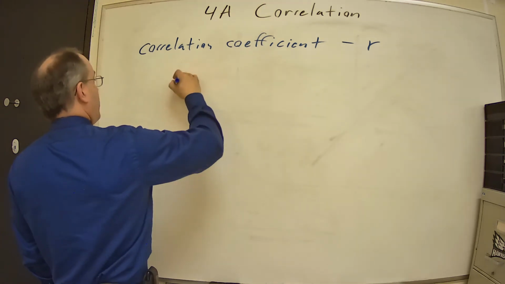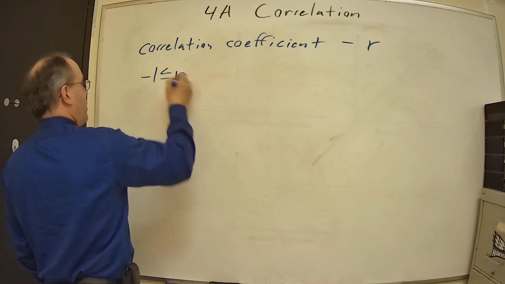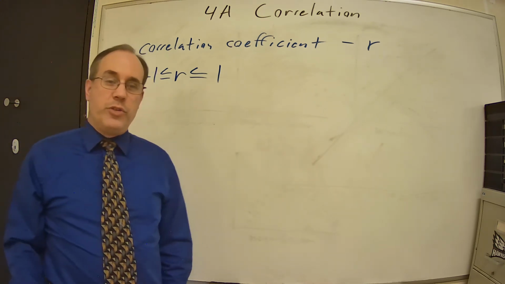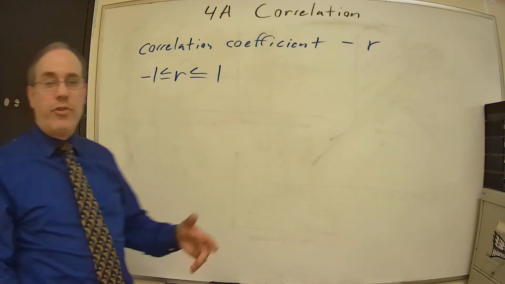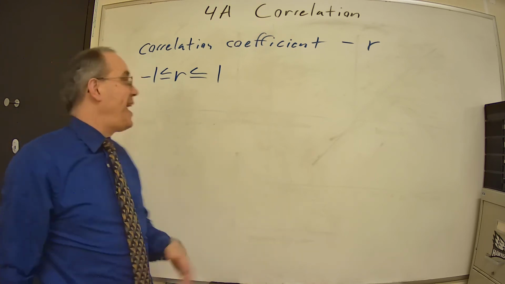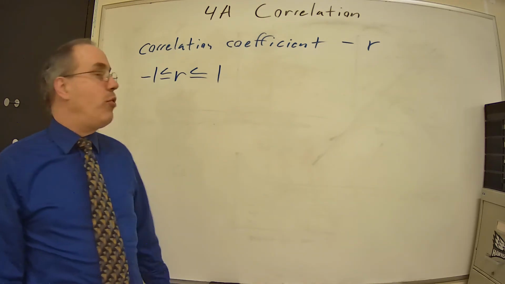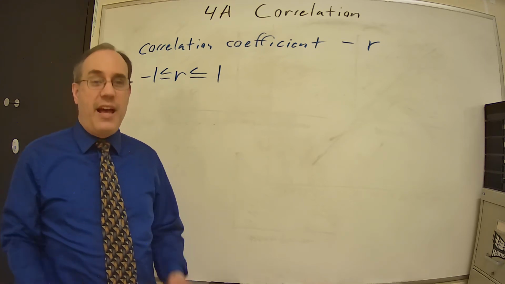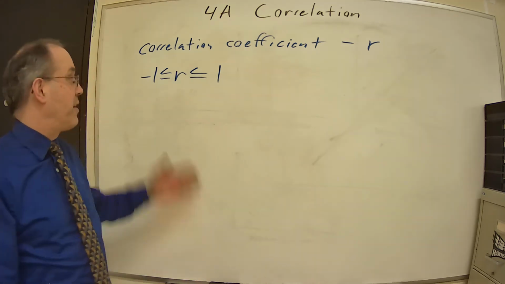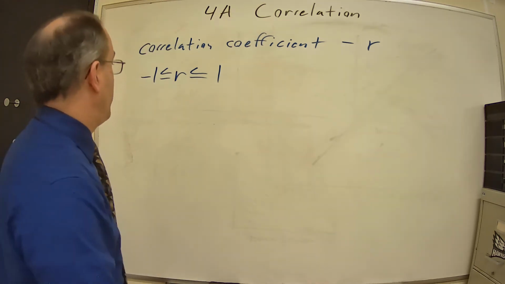Now, R will always be between -1 and +1. It's always between -1 and +1. It will never be larger than +1, and it will never be more negative than -1. You can't have a correlation coefficient of 2. You can't have a correlation coefficient of 1.1. You can have a correlation coefficient of 0.97. Okay, so the correlation coefficient is always between -1 and 1.